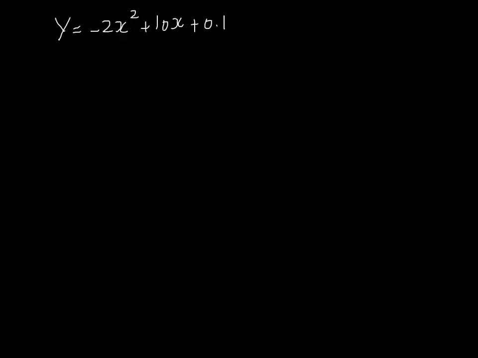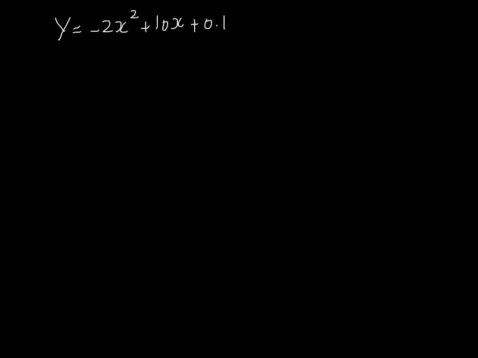In the next example, we have a word problem. We have a volleyball which follows a parabola. The equation of the ball at any moment is given by y equals negative 2x squared plus 10x plus 0.1. X represents the horizontal distance which is traveled by the ball, and y represents the height of the ball.